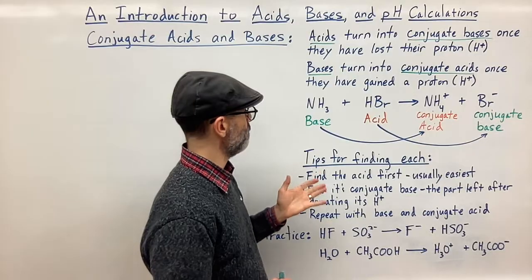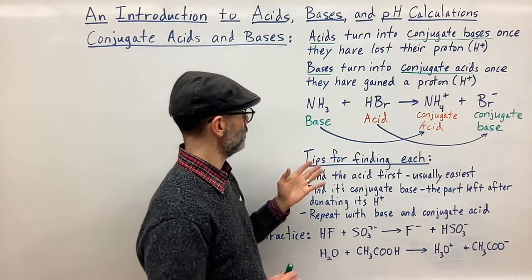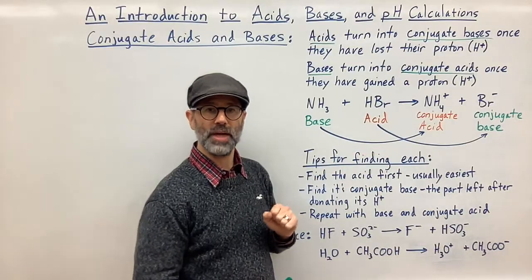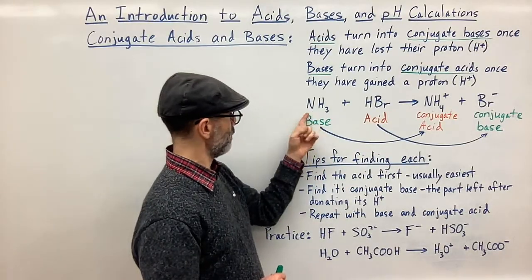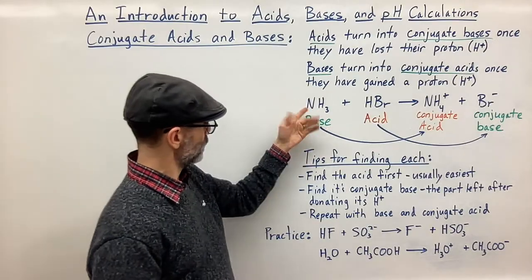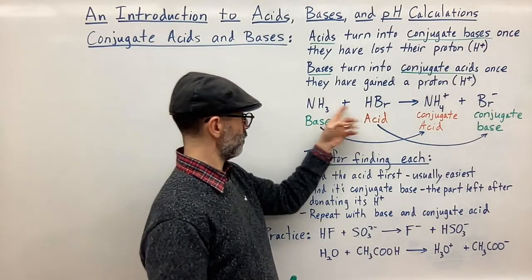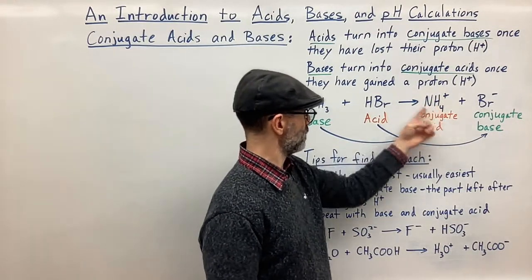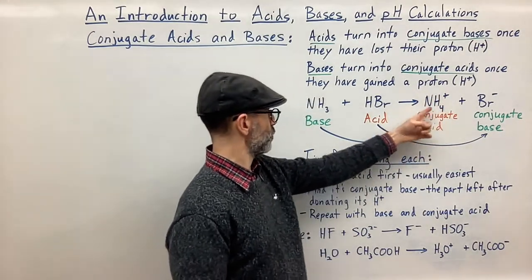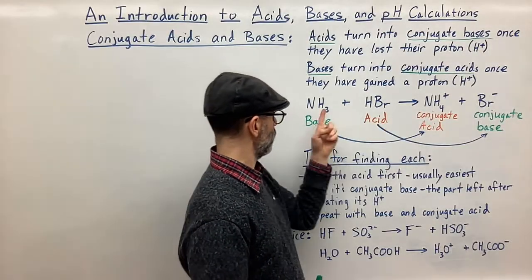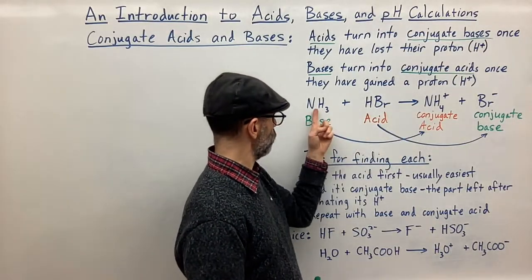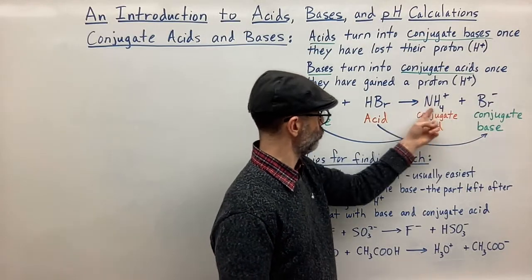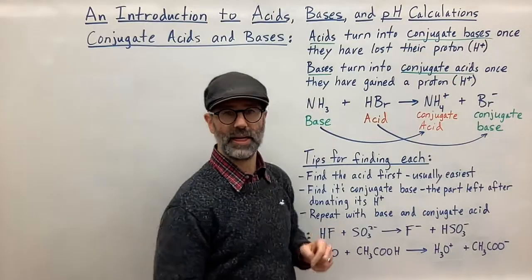You can identify your conjugate acid by the fact that they differ by one proton. Here you have NH3. NH3 is going to pick up a hydrogen from HBr and it forms NH4 plus. So you can see that they are related to each other by one hydrogen. This one is gaining the hydrogen to get NH4 plus. This is losing the hydrogen to get the NH3.